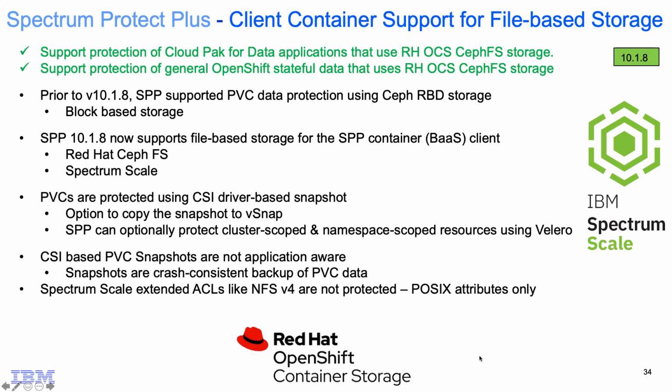I just want to make you aware that at this version 10.1.8, our PVC snapshots are not going to be application aware. They're going to be crash consistent backups of the PVC data. So that is what you're going to get when you do a snapshot of OpenShift or Kubernetes storage. There's also a small caveat on NFS-based storage: we do not protect the extended ACLs for NFS v4. We protect the POSIX attributes only.